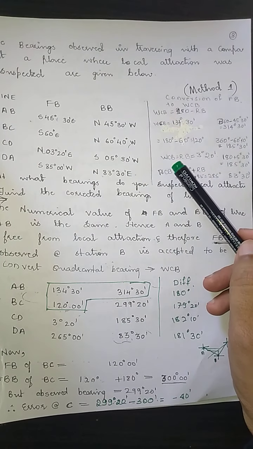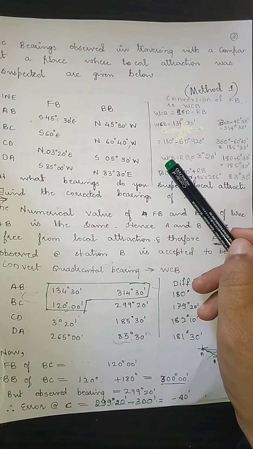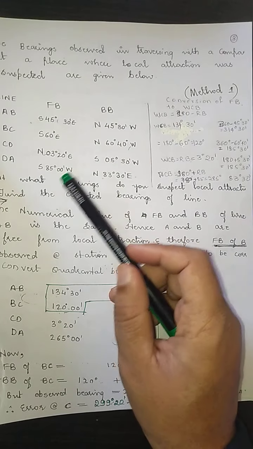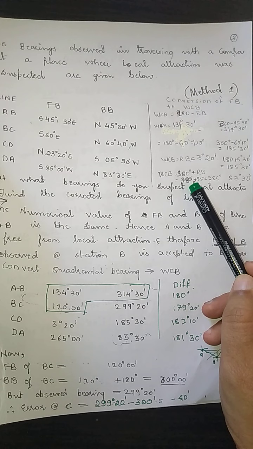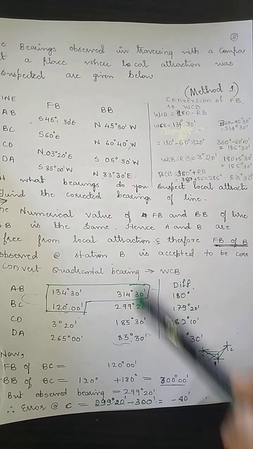North 3 degree 20 minutes east. Again, whatever the reduced bearing is, that itself will be the whole circle bearing. So 3 degree 20 minutes. Now south 85 degree west. So what is the formula? It is 180 degree plus reduced bearing, that is 265 degree.